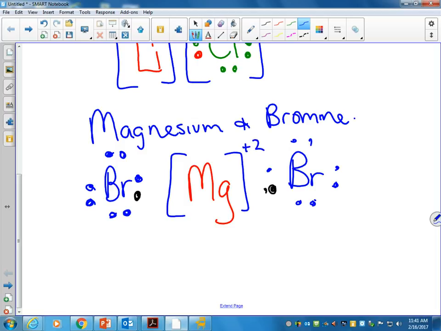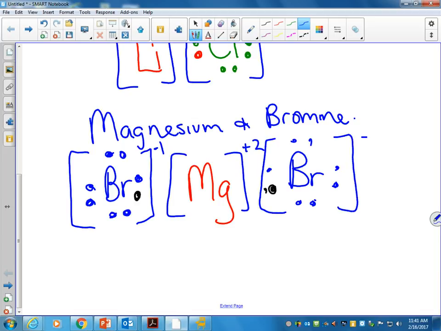That bromine over here, how many electrons did it gain? It gained that 1 electron here, right? So it has a -1 charge because it gained an electron, and electrons are negative. And I put square brackets around these, -1.